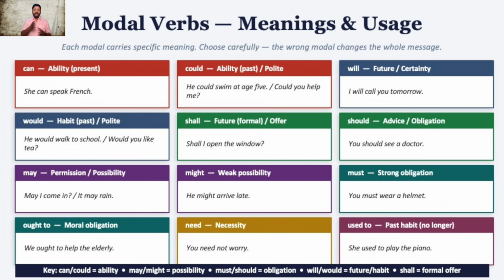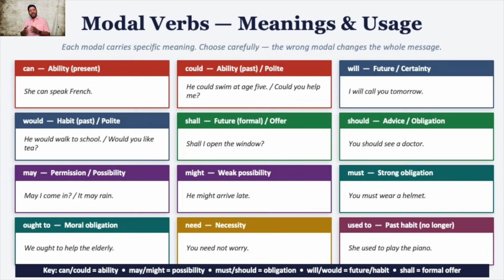You could say she can speak French, which is an ability she has in the present. You can say he could swim at age 5, which is a past ability that person learned when he was 5 years old. You can say I will call you tomorrow, which is something that is going to happen in the future. Continuing on, you could say would for a habit that is past, or if you're simply being polite. He would walk to school. Would you like to have tea?